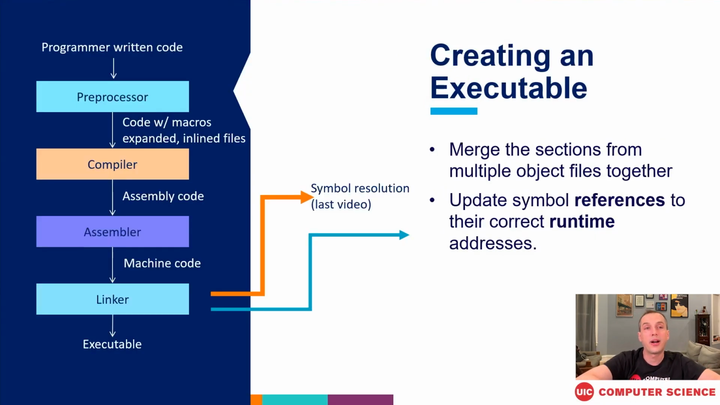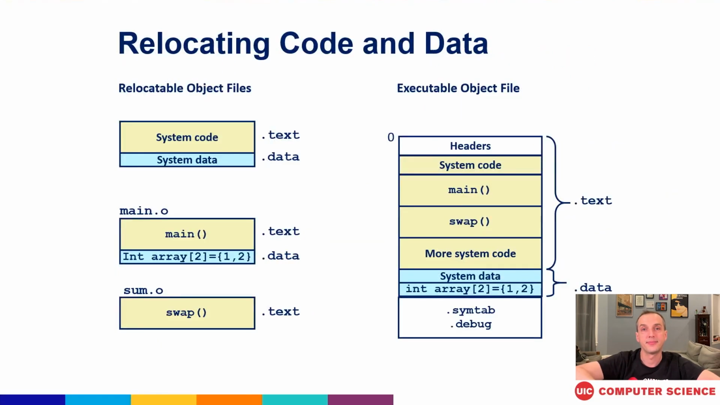So within this entire process, we're almost done. We're doing the last few things that the linker is in charge of, and that has to do with merging all these different sections from different .o files into one big final ELF executable. And we're going to update the symbol references to their correct runtime addresses in that executable file.